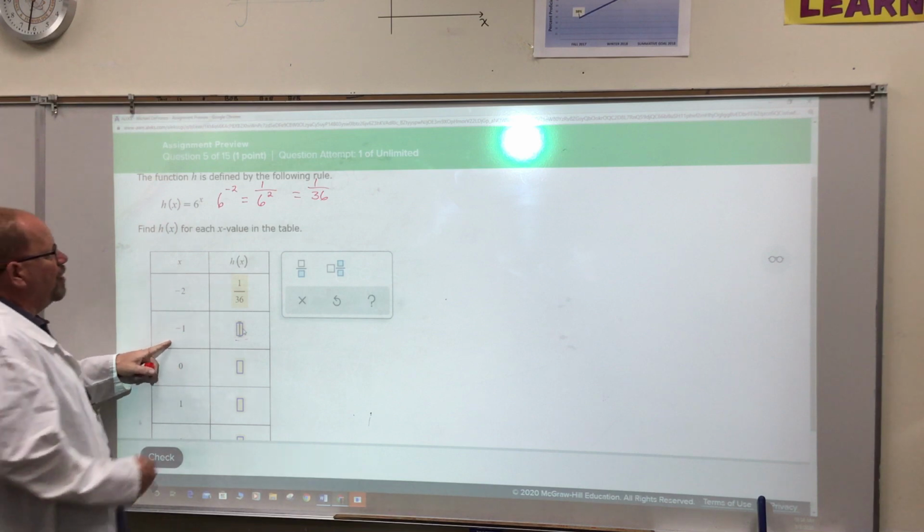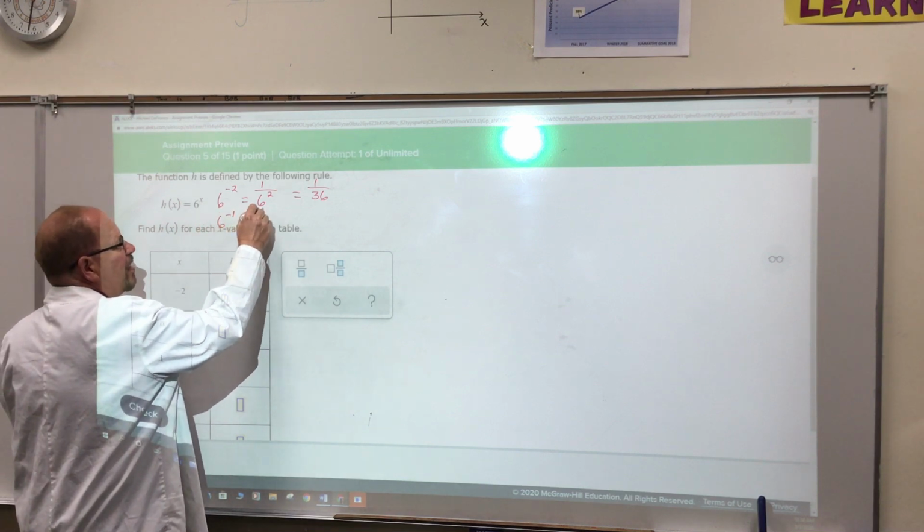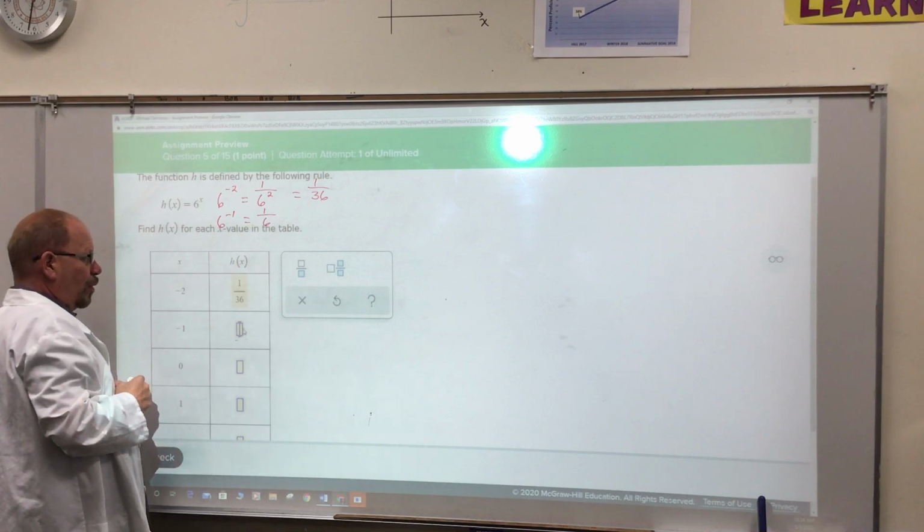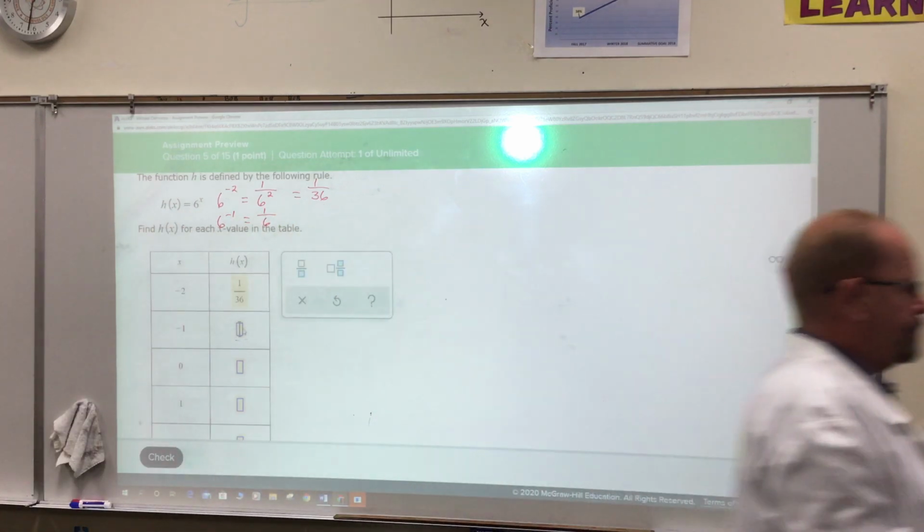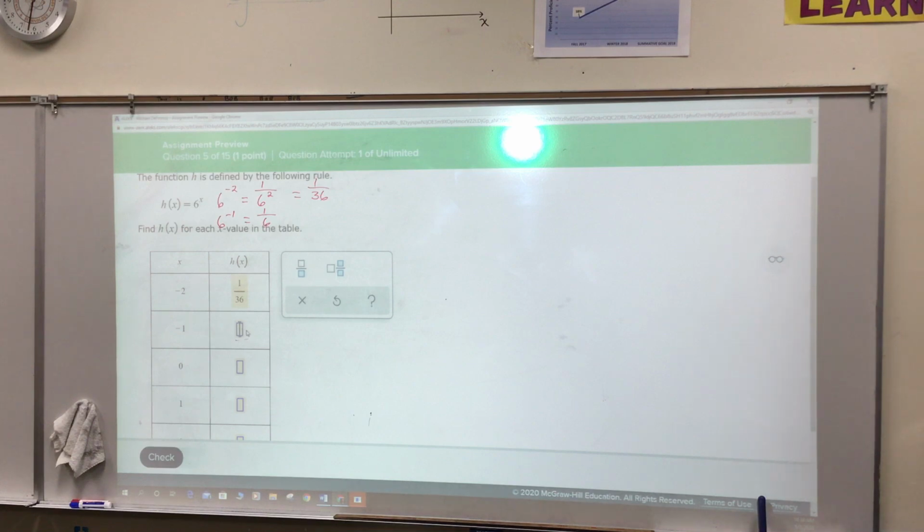Okay? 6 to the negative 1 is the same as 1 over 6 to the positive 1. So you're just going to fill the table in. 1 over 6. 6 to the 0 power is 1. 1 over 1 is 1. 1 over 6. So 6 to the first power is 6. Whoops. 6 squared is 36.